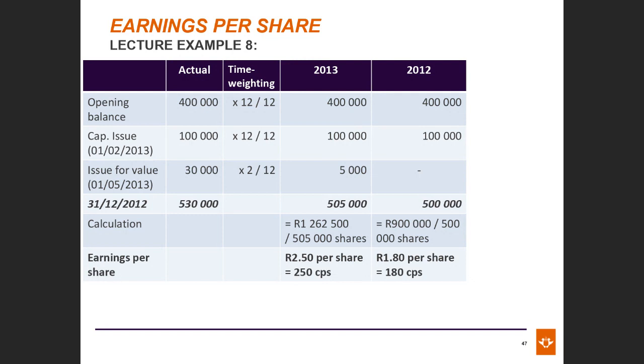So we have our opening balance of 400,000. This is our opening balance. So the same in our actual, we actually have 400,000 shares in issue. In 2013, this is our opening balance as well as 2012. The first thing they tell us is on the 1st of February 2013, FAC3 issued an additional 100,000 shares to its existing Class A shareholders as a capitalization issue. So is a capitalization issue for value or for no value?